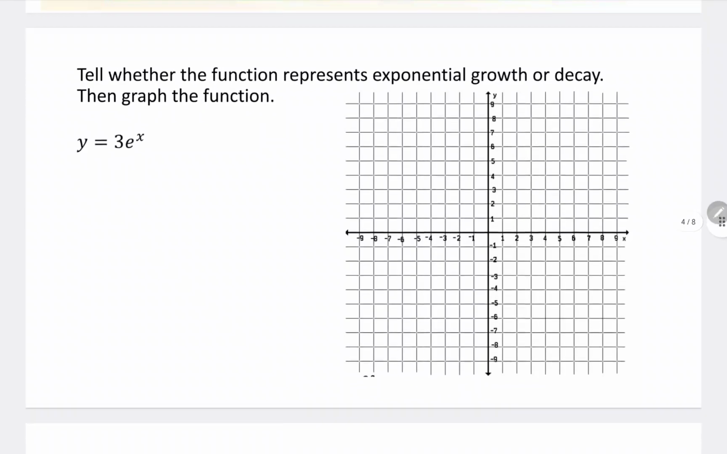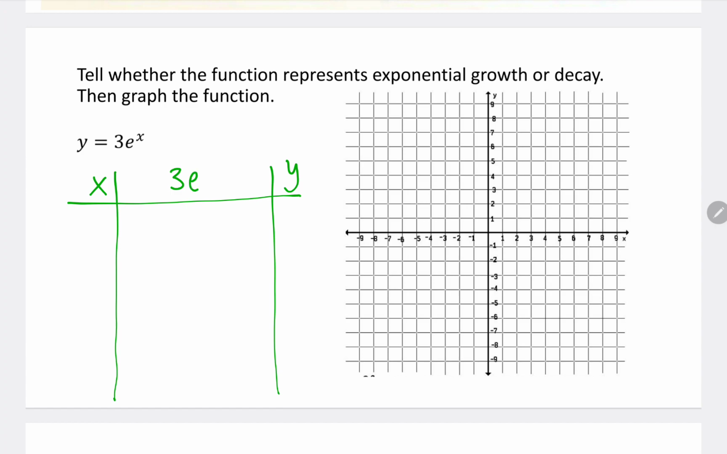So when we're graphing these functions, these are just normal exponential growth or decay functions. We're going to make XY charts. There's going to be a horizontal asymptote. This function is not being moved up or down, so the asymptote is at y equals 0, or the x-axis. And then just like normal, you're going to plug in your values.